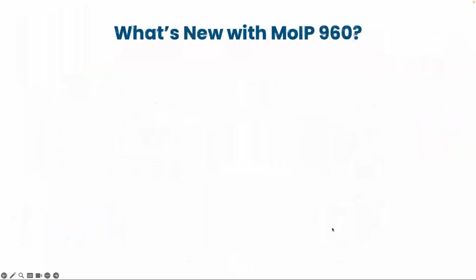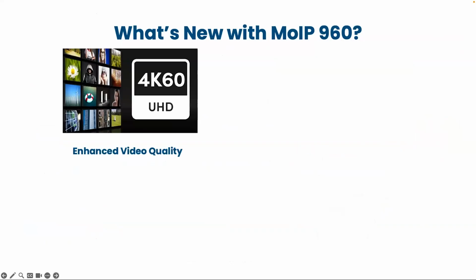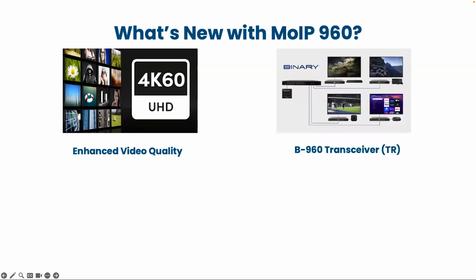All right, so at a closer look, what's new with MoIP 960? The MoIP 960 series enables distribution for 4K 60, 4:4:4, HDR10, and Dolby Vision video content and significantly reduces compression via 10 gig network compatibility. And also the 960 transceiver, which is a receiver and a transmitter in a single chassis. The transceiver can send and receive content simultaneously, or it can be utilized as a dedicated encoder or decoder.